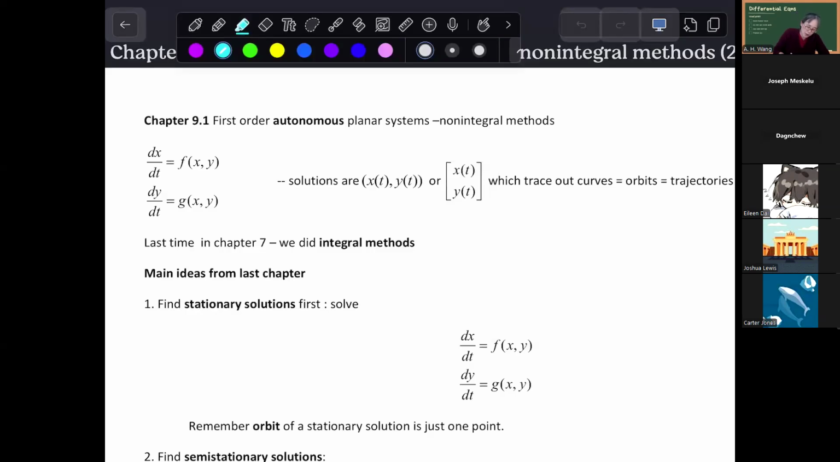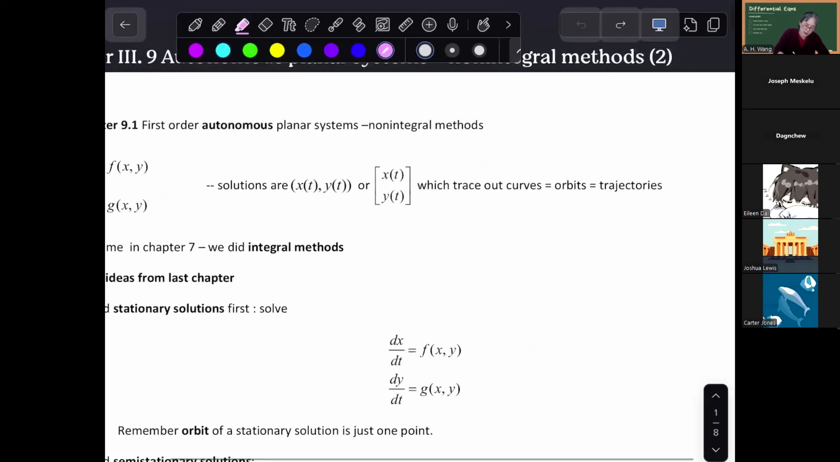All right, so remember we're looking at planar systems. So we have X and Y, right? First order, first derivative, and autonomous, right-hand side, time invariant. So no t, time independent, okay? Solutions look like this, right? Or like this, and that trace out curves, which are also called orbits or trajectories in the phase plane, which is the XY plane.